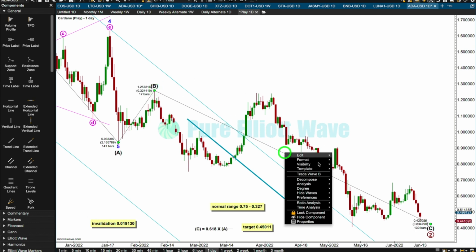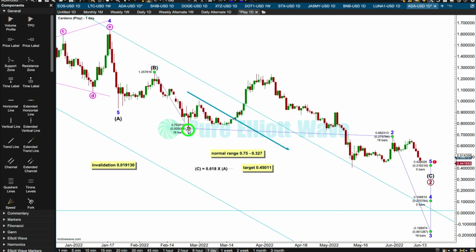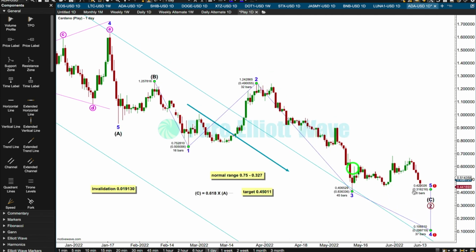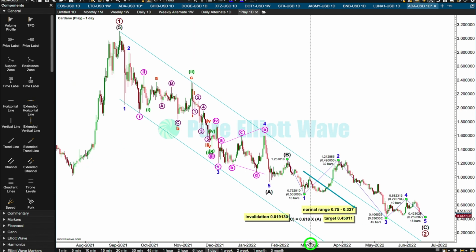Okay, well, could this be part of C? Could be. We could have 1, 2, 3, 4, and 5. Yep, that actually fits, although I'm not too happy with the proportion between intermediate A and B. I think I'd want to work on an alternate for this one.